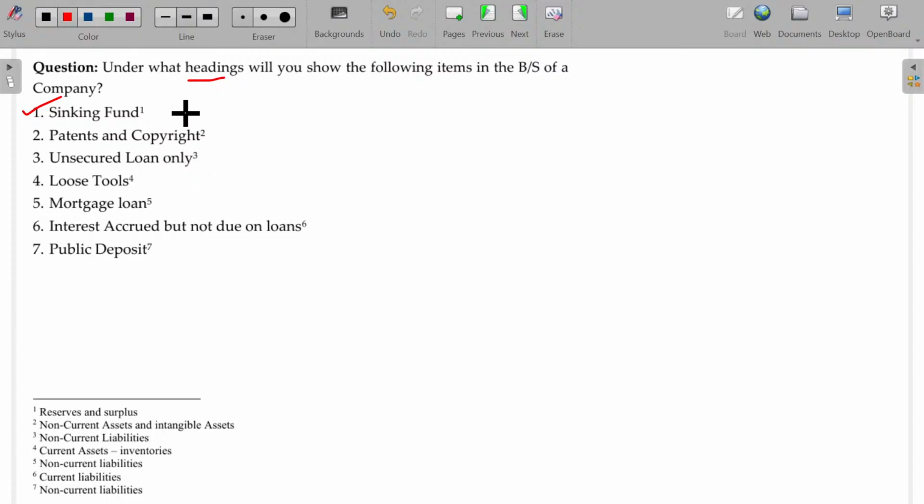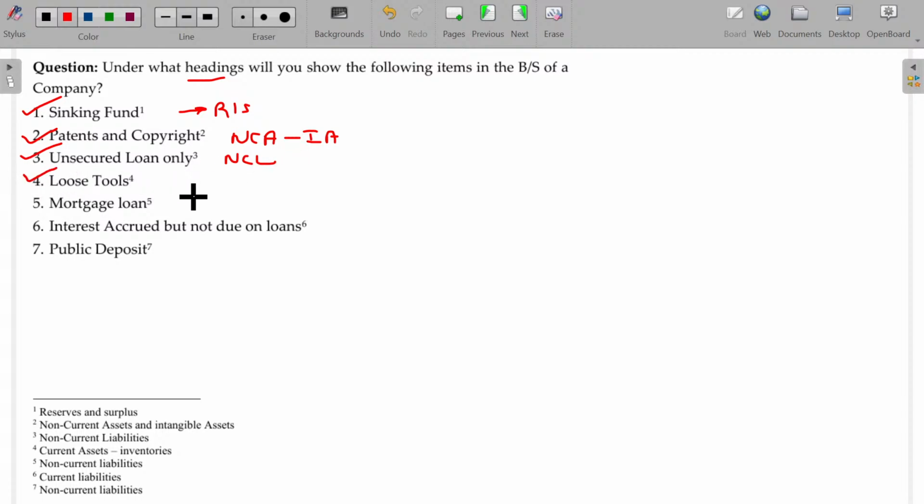So sinking fund is nothing but reserve. It will fall under reserves and surplus. Patent and copyright: non-current assets, under that intangible assets. Unsecured loan: non-current liabilities, provided the loan is repayable after 12 months. If it is repayable within 12 months, then it becomes current liabilities.